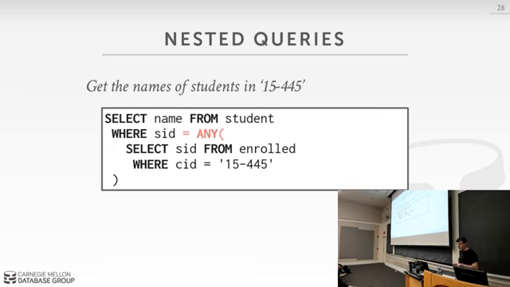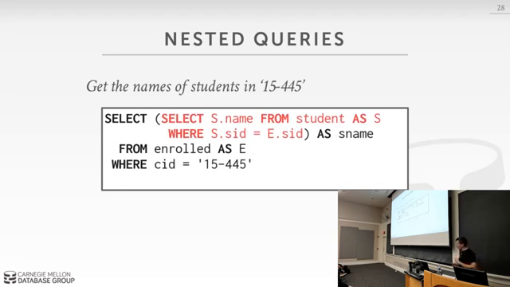So I can rewrite this same query like this, where now I have my nested query in the output of the select statement. This is a good example. This is essentially reversing what I did before in terms of what tables we're going to access. The way to read this is that for every single tuple in the enroll table where the course ID equals 15445, I'm going to do a matchup in the student table where the student IDs are the same. This is essentially doing a join inside the output of my select statement.